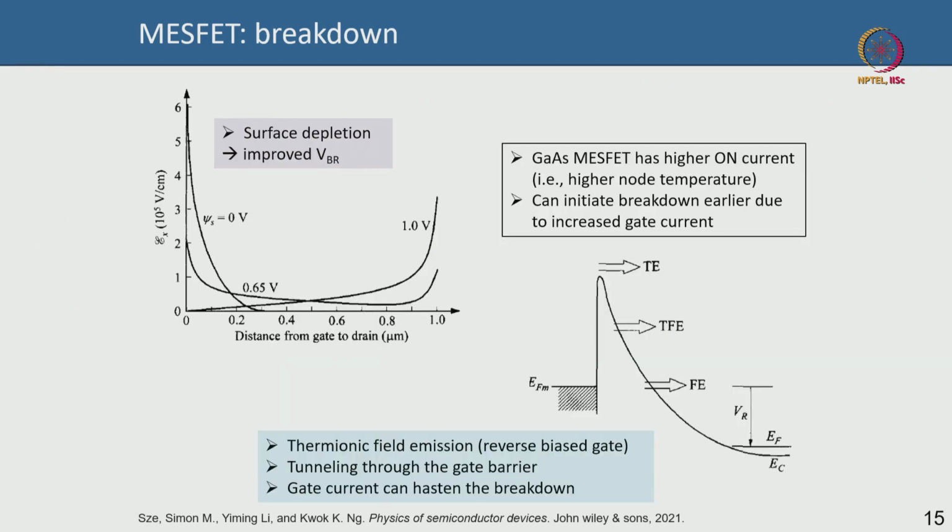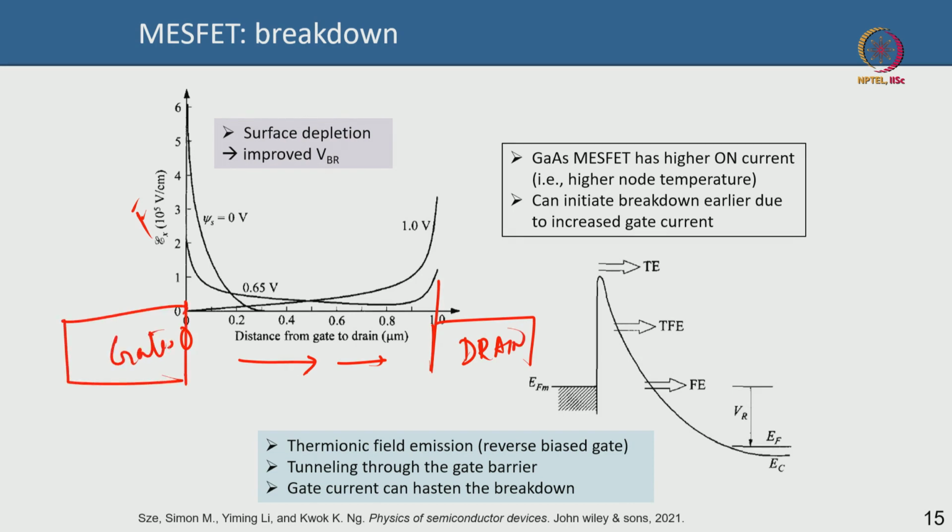Point number 2 was also about the surface traps that help improve the breakdown. So, what in this image you are seeing is the electric field. Zero is the distance from the gate to the drain. So, 0 represents the edge of the gate metal, and the other side is the drain metal, and this is the gate metal. So, this is the gate drain spacing.